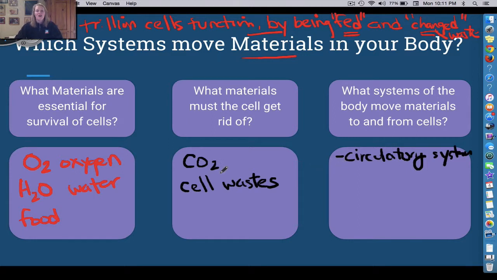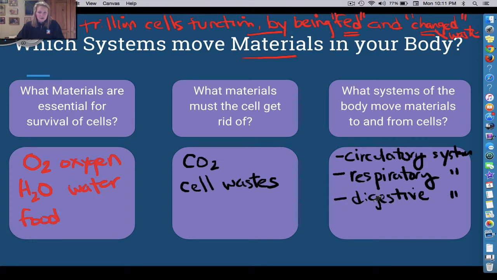Another one: how do you get that oxygen in there? That's got to be your breathing, your respiratory system. Talk about getting food in there. That's got to be your digestive system. That's getting food in. It's also helping get rid of food. But here we go to our excretory system. That's excreting the materials.